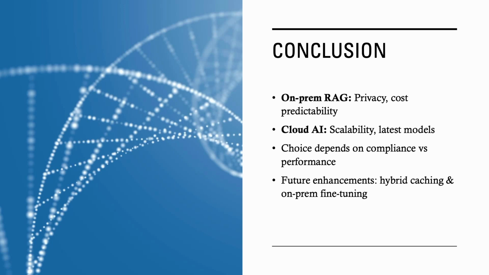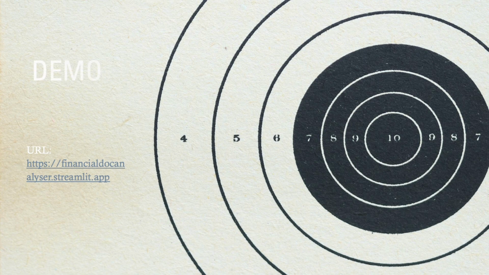Going forward, we are exploring a hybrid model, caching frequent embeddings on-prem, and selectively routing queries to the cloud, plus on-prem fine-tuning of open source models to bridge the gap between control and performance. Next, we will look at a demo of financial documents on the Streamlit app and see how it works.